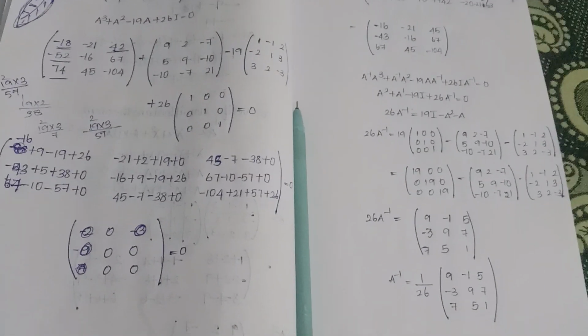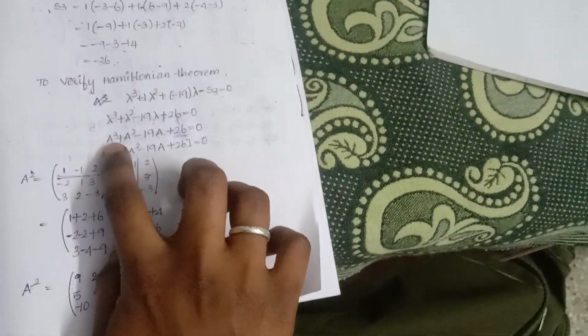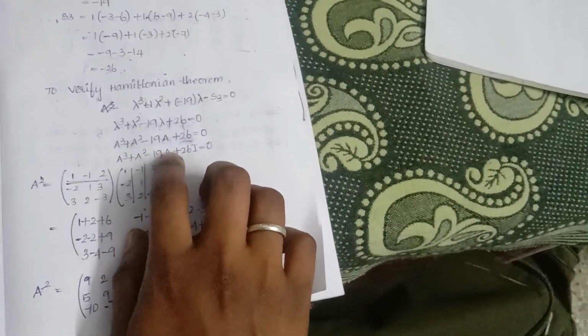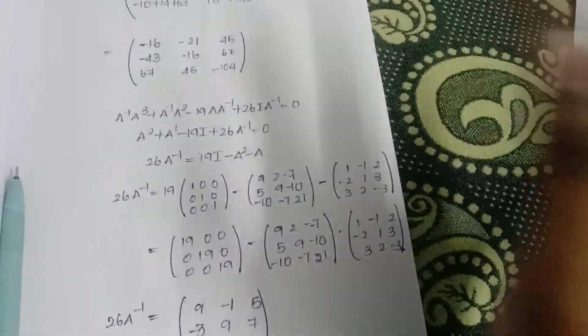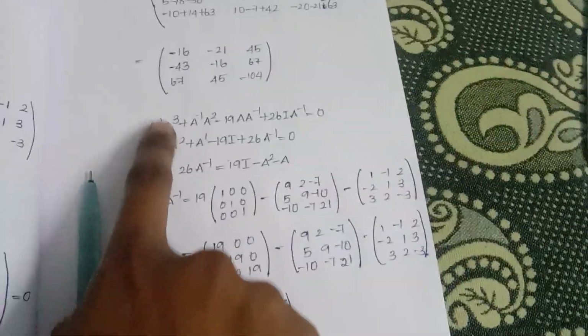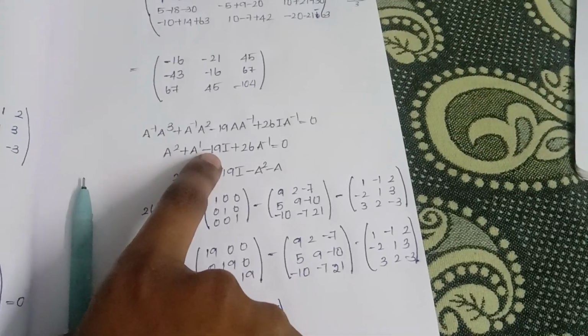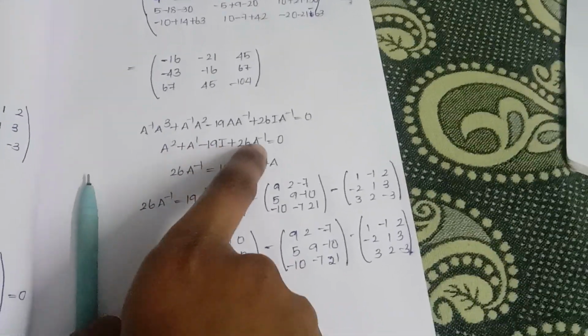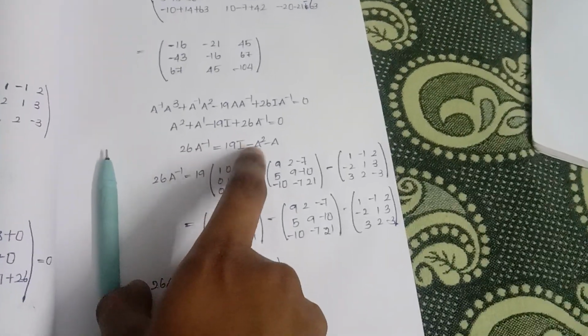Then after that we have to compute the A inverse value. To find A inverse, we multiply the characteristic equation by A inverse on both sides. Some terms cancel, and we get A square plus A minus 19I plus 26 A inverse equal to 0, so 26 A inverse equals 19I minus A square minus A.